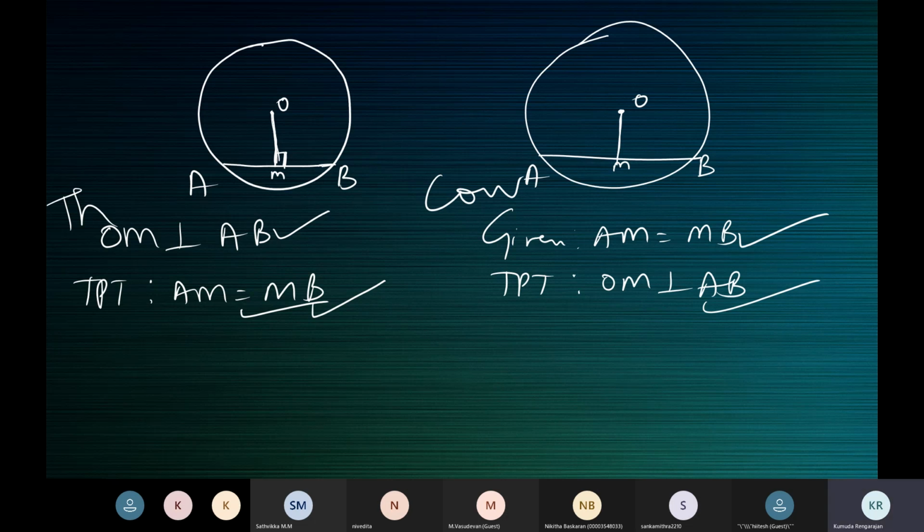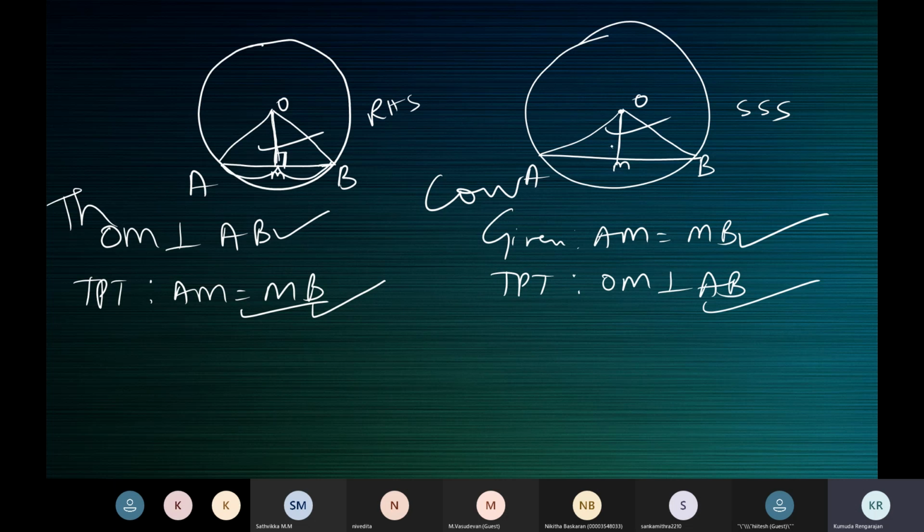In both the cases, construction: join OA, join OB. Here the triangles will be congruent by RHS rule. Here the triangles are congruent by SSS rule. So here you will get CPCTC, AM is equal to MB directly.